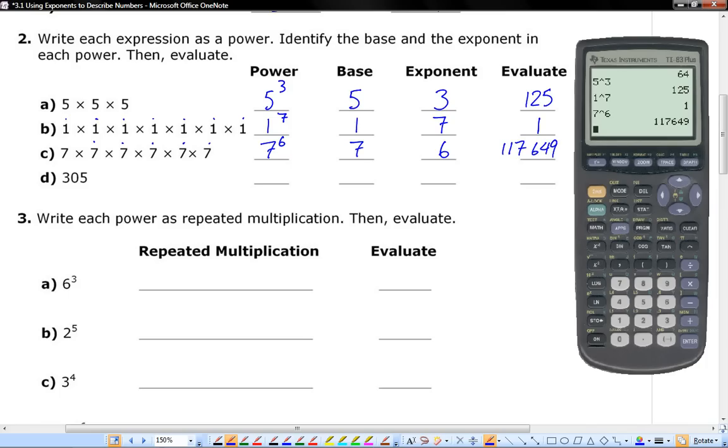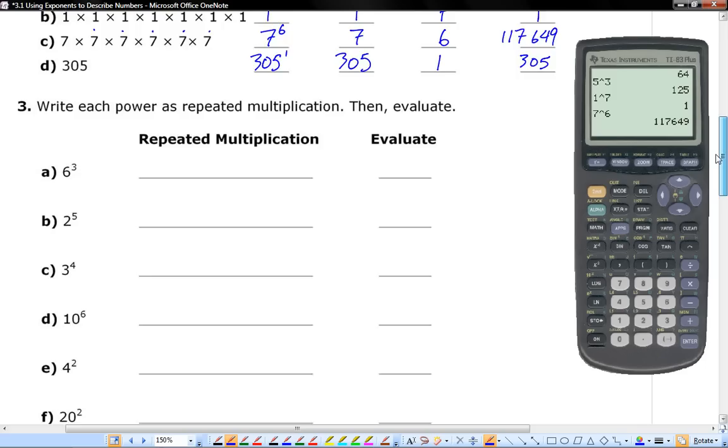And the next one we have 305 to the power of 1. The base is 305. The exponent is 1. There's only one factor of 305 there, and its value is 305. And that's all there is to number 2.